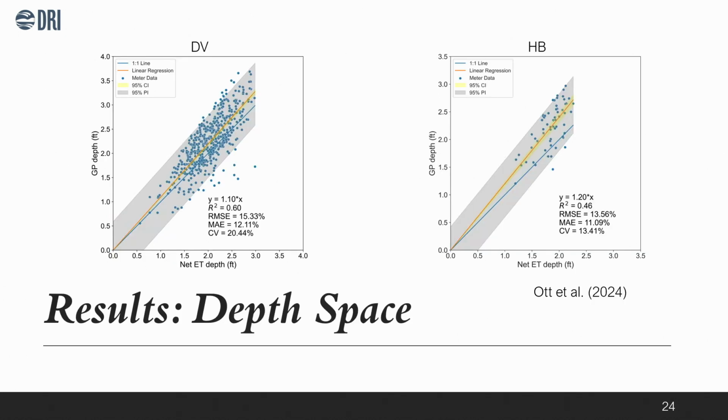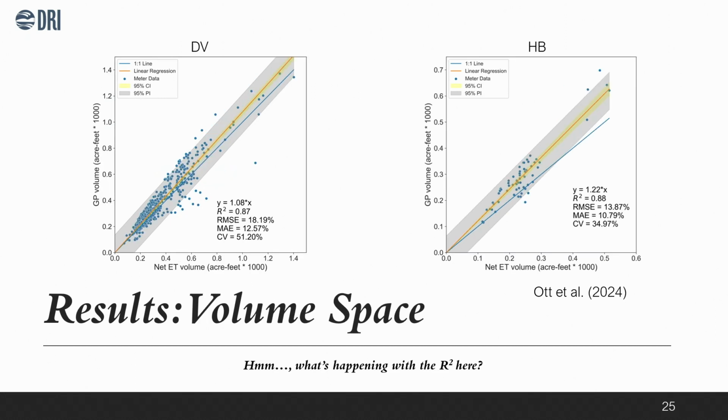And so when we model this using linear regression in the depth space, that is the volumes divided by the field areas, we find a good correlation, R square of 0.6 in Diamond Valley and around 0.5 in Harney Basin, with the slopes being 1.1 and 1.2. So the slopes are an estimate. The inverse of the slopes basically shows the irrigation efficiency, which I'll talk about in a while.